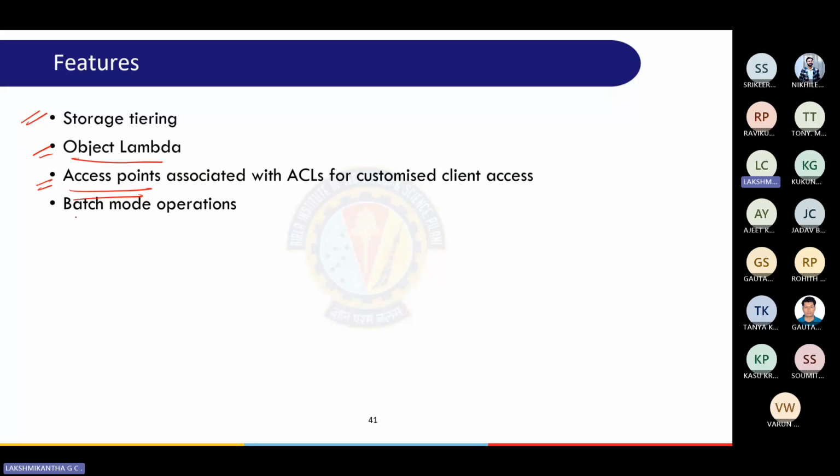And the last feature is batch operations. This allows you to perform large scale automated operations on millions or billions of objects, such as copying them, updating their metadata, and applying retention policies, each and everything. Guys, these features move S3 from being just a storage container to a highly intelligent data platform.